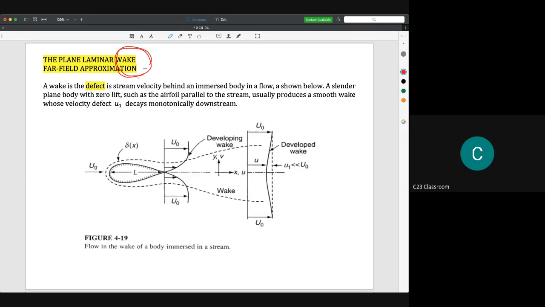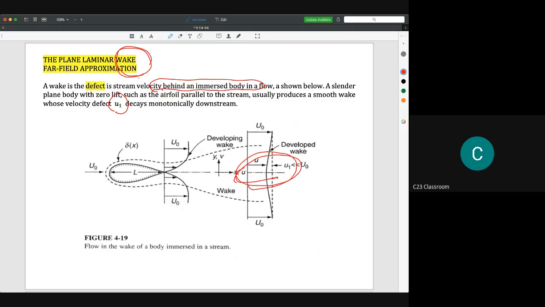So wake is actually when the flow goes into the empty space, and then it will create chaos. That's the idea. A wake is the defect in stream velocity behind an immersed body in a flow. A slender plain body with zero lift, such as the aerofoil parallel to the stream, usually produces a smooth wake whose velocity defect U1 decays monotonically downstream. So the velocity defect here occurs at the back of the object.